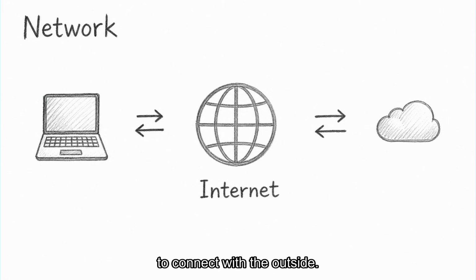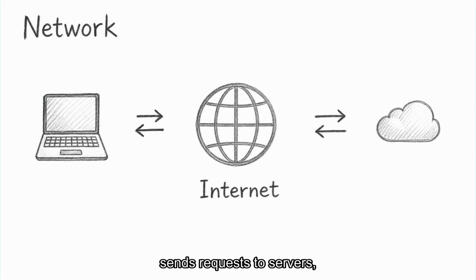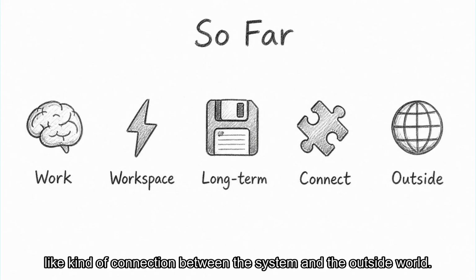There needs to be some way to connect with the outside. In a computer, network hardware allows the machine to communicate with the internet or with other computers. Your computer does not only calculate things by itself, but it also opens websites, sends requests to servers, downloads files, and communicates with game servers. Let me summarize again. The CPU handles processing, RAM is a workspace, storage is a storage room, and network hardware is like a connection between the system and the outside world.